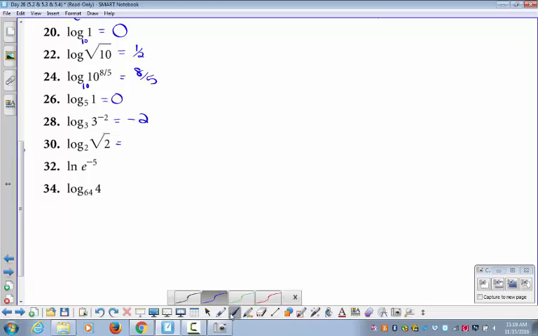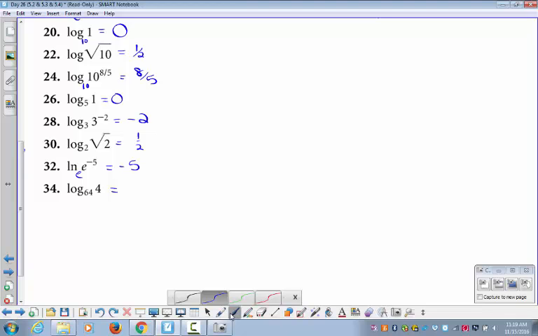Log base 2 of root 2. We say to ourselves, 2 to the what gives square root of 2? 2 to the half gives square root of 2. And then here, you can think of this as the cancellation property again because there's a hidden base of e, so we get negative 5. Or you can say e to the what gives e to the negative 5? Negative 5.